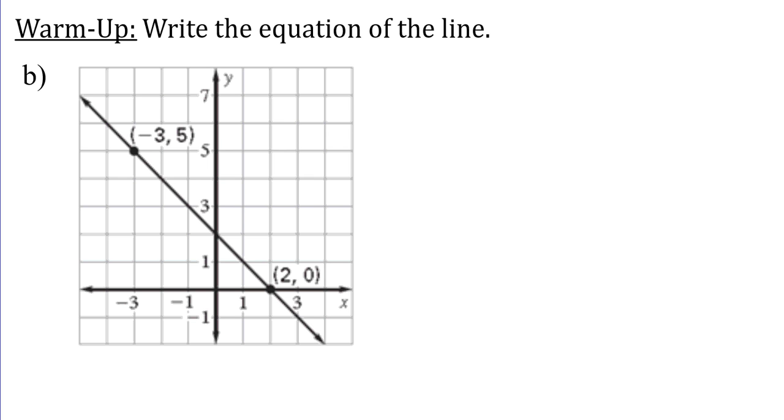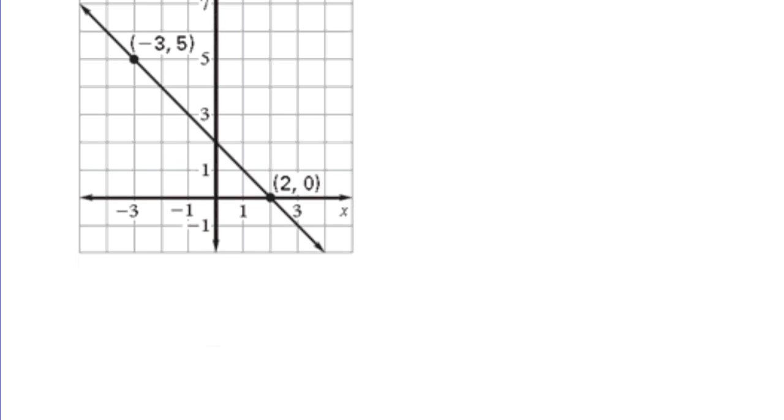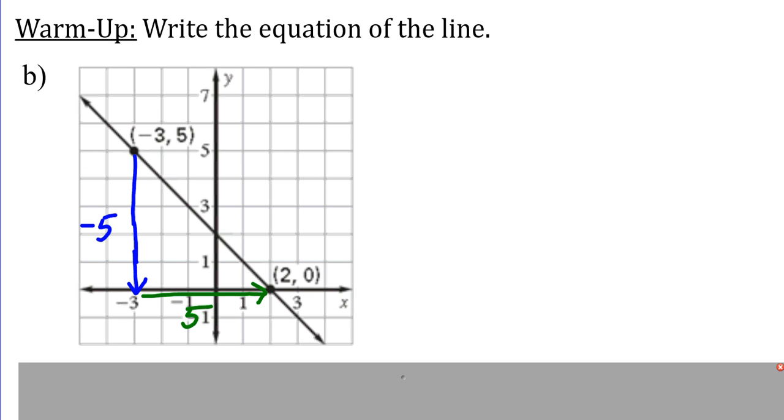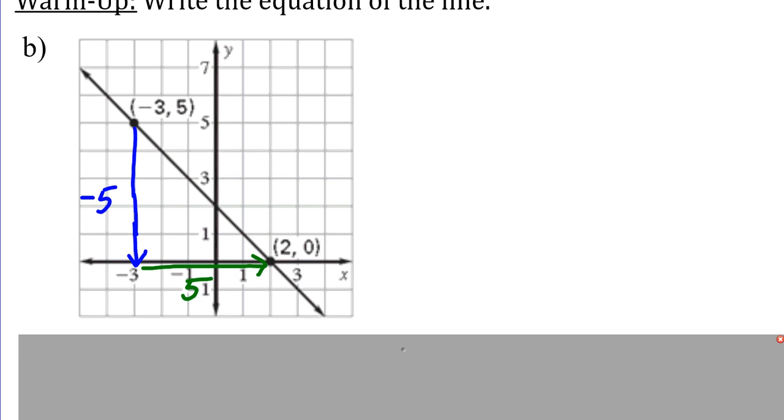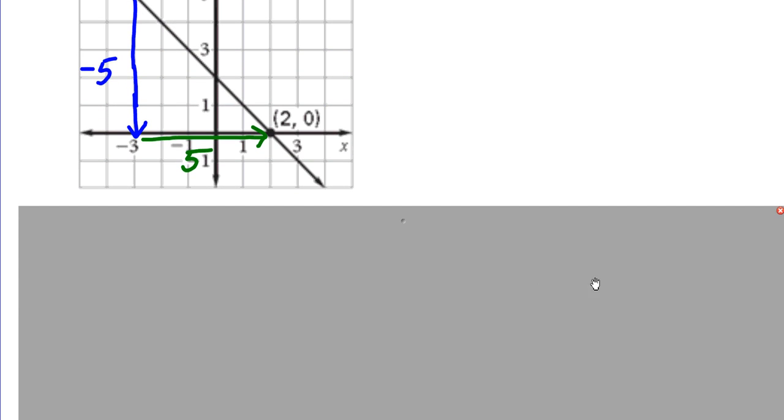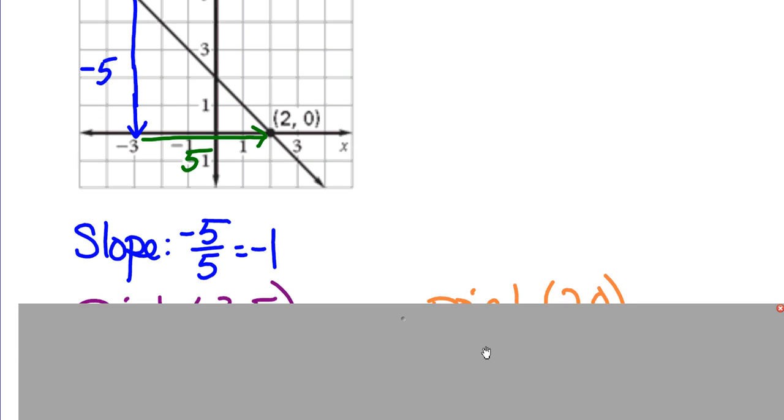Here's another scenario. If you have this graph, could you write an equation to represent the line? Notice on this line we have 2 points highlighted, negative 3, 5, and 2, 0. 2, 0 represents the x-intercept on your line. And as long as we have these 2 points, we could work on finding the slope between them. So graphically, we can see we're going down 5 units and over 5 units to get from those 2 points. Well, negative 5 divided by 5, that's a slope of negative 1.